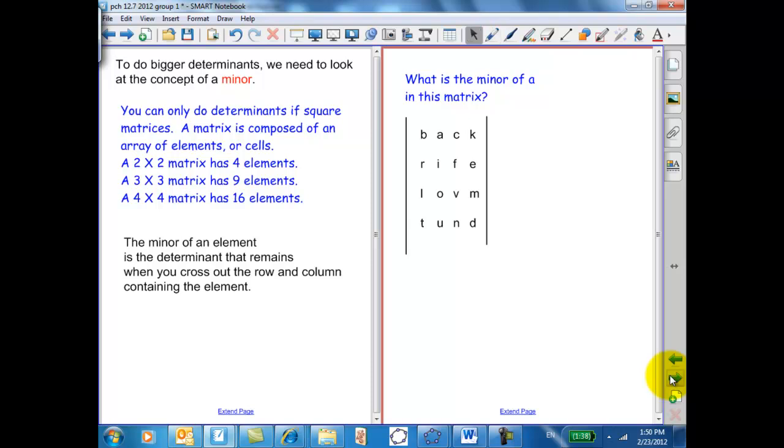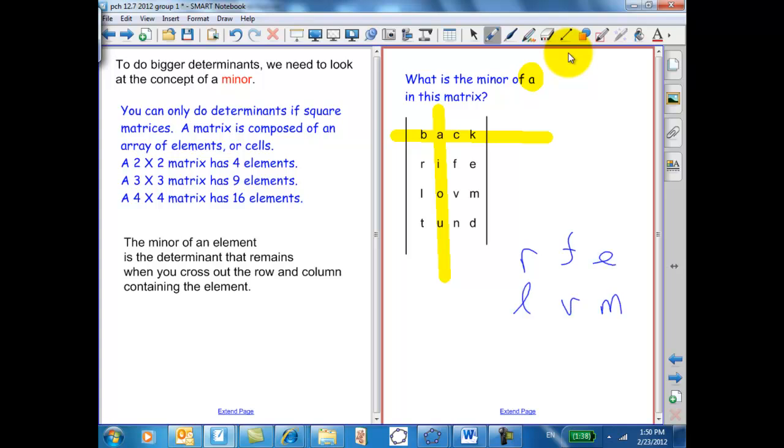So, the minor of A in this matrix, let me get out my special minoring pen here. You look at A, and we take out the row and the column going through A. Okay? That leaves you with a 3 by 3. That is the minor of A in this matrix.